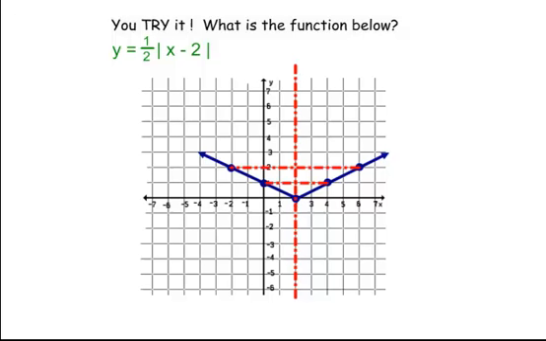Okay, that is it for graphing absolute value equations. Now I'll give you some practice to try on your own.